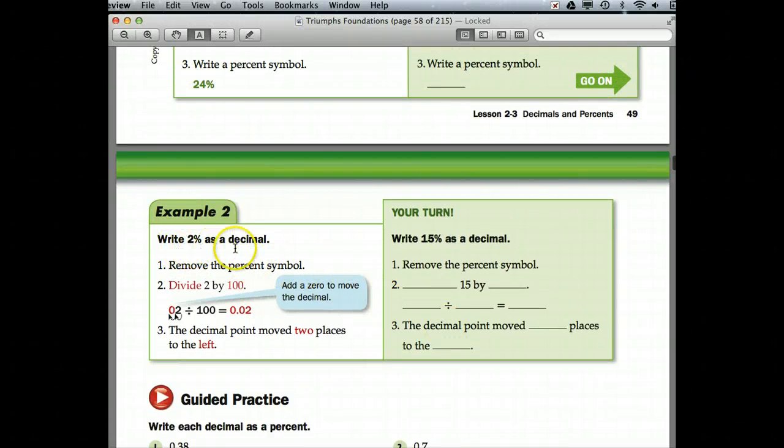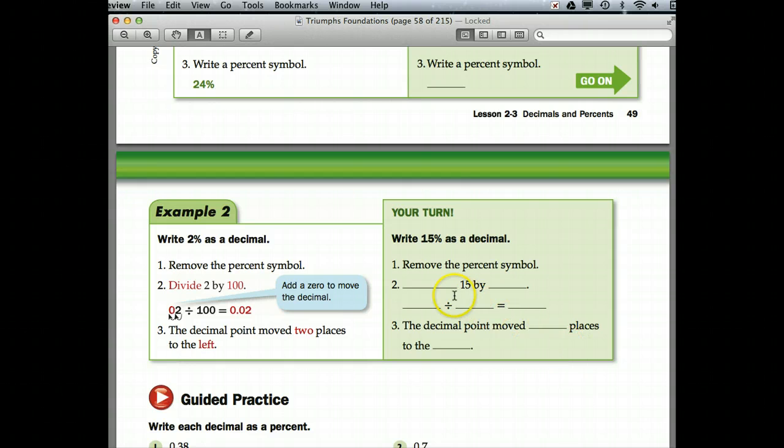So we're writing 2% as a decimal. So that means we're going to have to divide by 100, which means moving the decimal point 2 places left. So the quotient that we end up with is going to be smaller than our original percent. Okay, so it's your turn. I want you to pause the video and work this problem, come back and we'll check your answers.